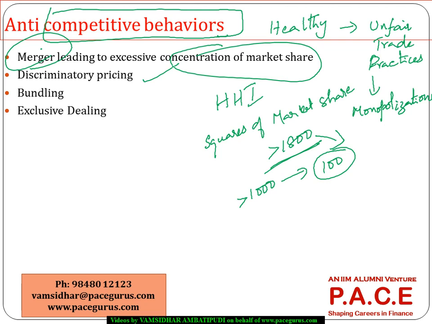Similarly, bundling of products, and exclusive dealings, probably giving some kind of favoritism or prioritization in terms of some contracts to some specific companies. These kinds of things are excessively investigated by the regulators, and their intention is to make sure that there is enough uniformity in handling these kinds of activities across the various companies.